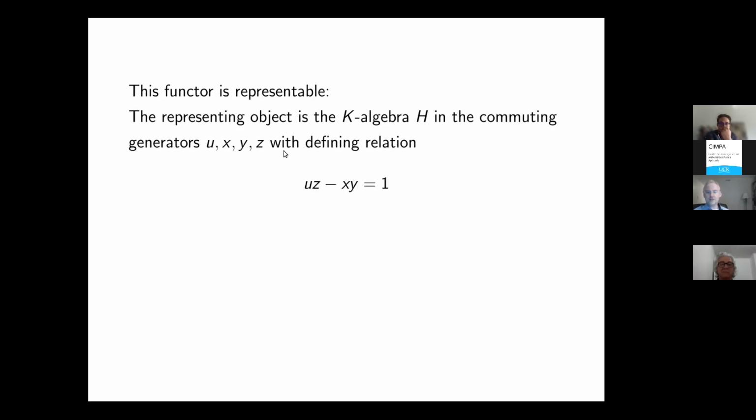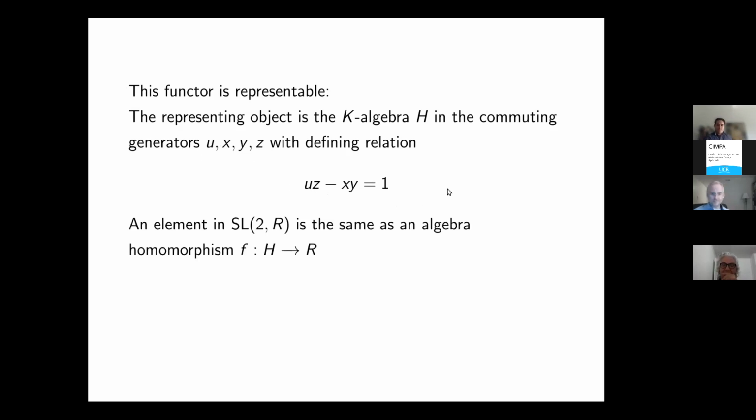And the defining relation is basically the determinant relation. So there's one defining relation, UZ minus XY is equal to 1. And then if you look at this, then an element in SL2R is the same as an algebra homomorphism from this new algebra H to this commutative algebra R, and it's defined on the generators by mapping U to A, X to B, Y to C, and Z to D.